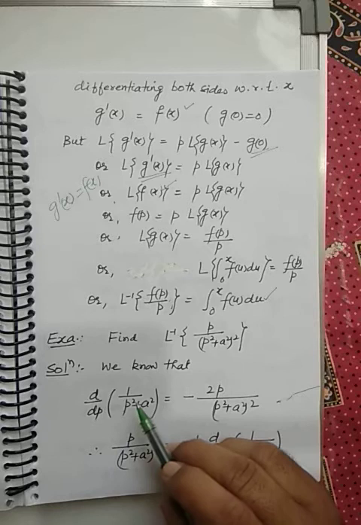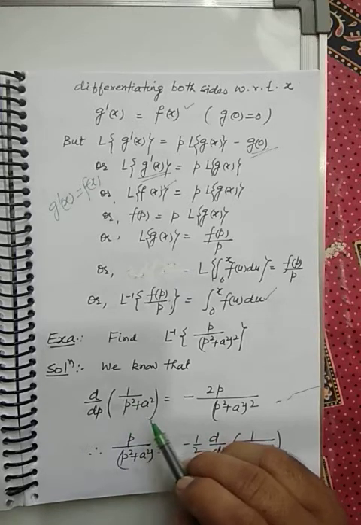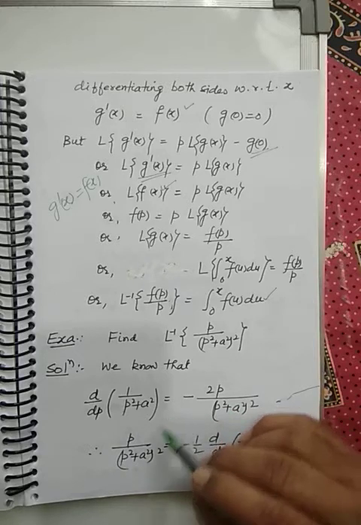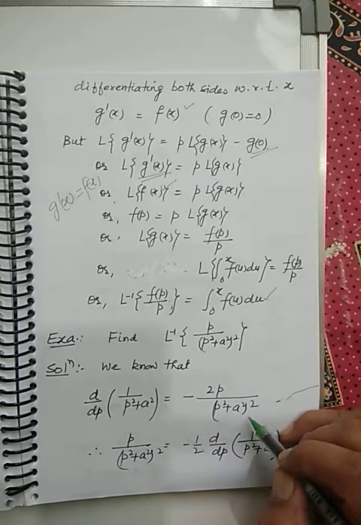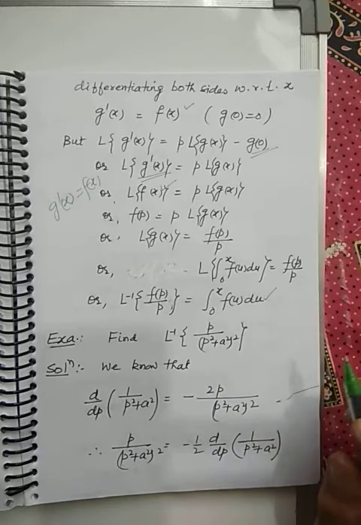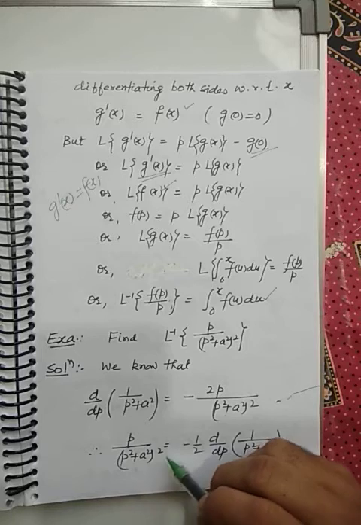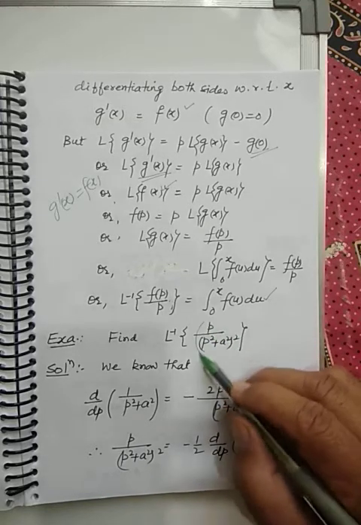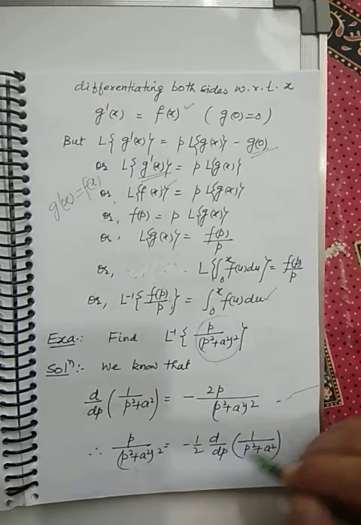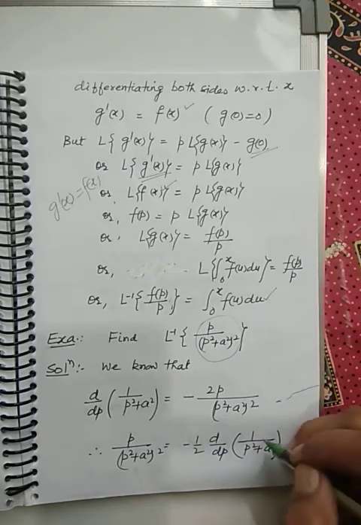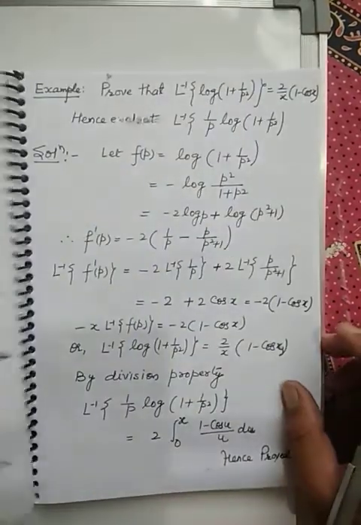We know that differentiation, the first derivative of 1 upon p square plus a square with respect to p, will be equal to minus 2p upon (p square plus a square) whole square. Or we can write p upon (p square plus a square) whole square, which is this one, f(p), is equal to minus half d upon dp of 1 upon p square plus a square.